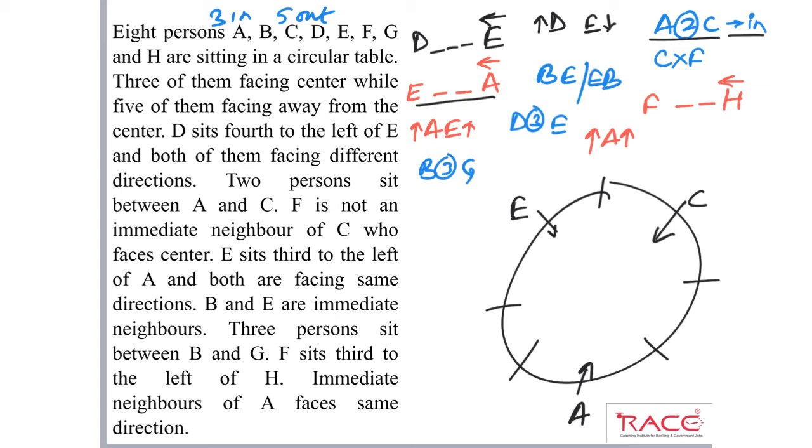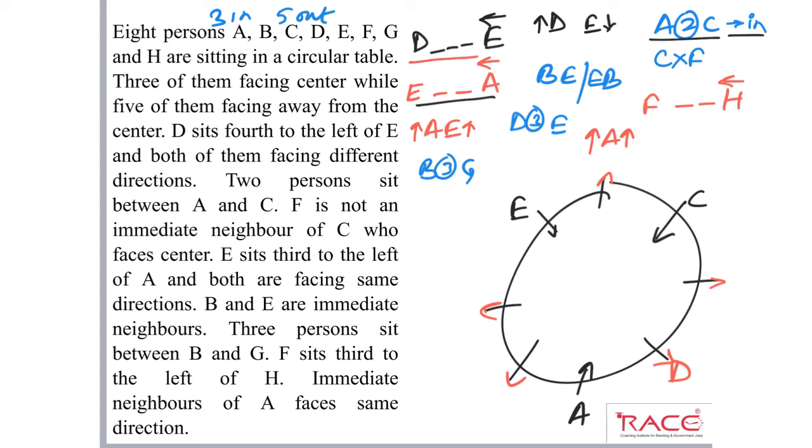Now here, between B and G 3 persons, and between D and E 3 persons. So here we have E, so D will be here. The rest of the persons will face outside. Why? Because we have 3 persons facing inside and 5 persons facing outside. So T is also here. So this information is also done.